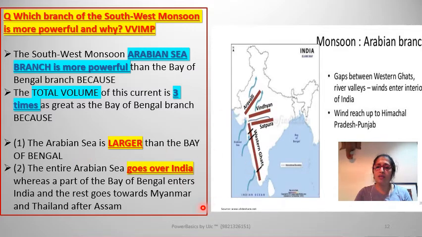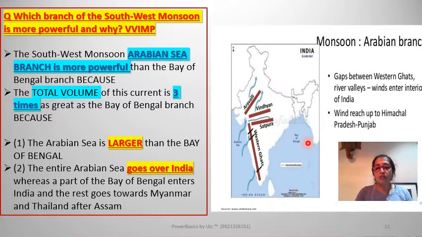Because the Arabian Sea is larger than the Bay of Bengal. This is a huge sea here. The Bay of Bengal is a small part here. The entire Arabian Sea goes over India, as in it follows this line of India, covers a large part of India. Whereas the Bay of Bengal enters a bit of India like this, and the rest of it goes towards Myanmar and Thailand after Assam. So Assam is here. So the Bay of Bengal is just here. It doesn't touch this coast.